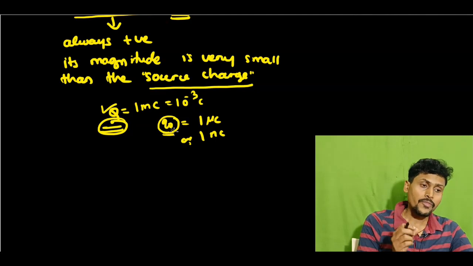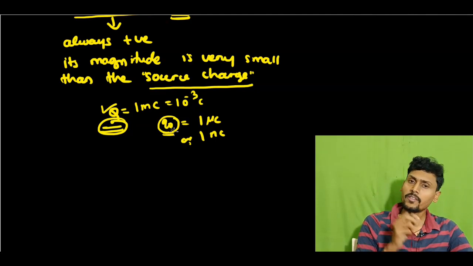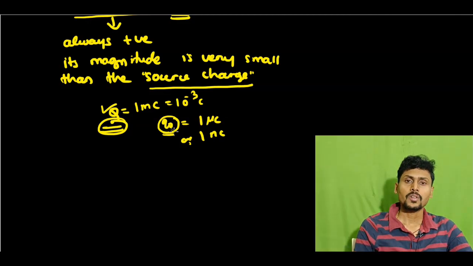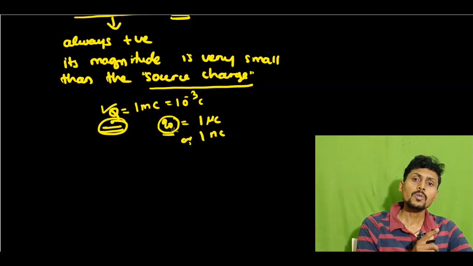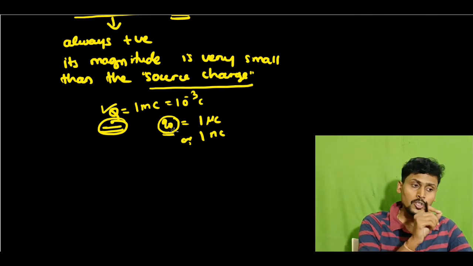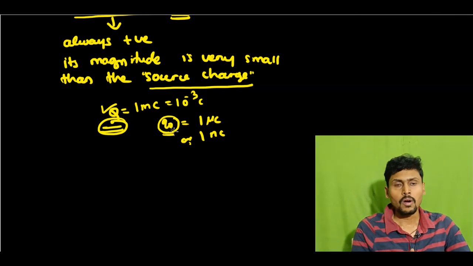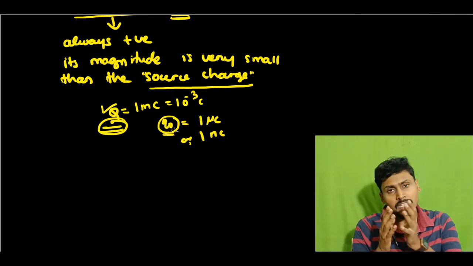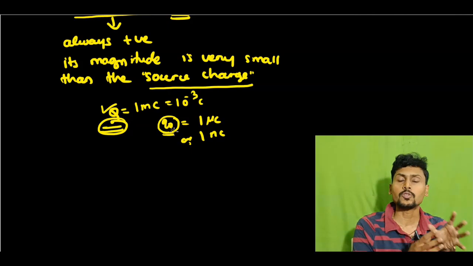But if the magnitude of the test charge is taken to be very, very negligible, very small as compared to the source charge, then the field produced by the test charge will be very small as compared to the field produced by the source charge. So it cannot interfere that much, or we can say that the error can be minimized. That's the reason why we take the test charge to be very small as compared to the source charge.